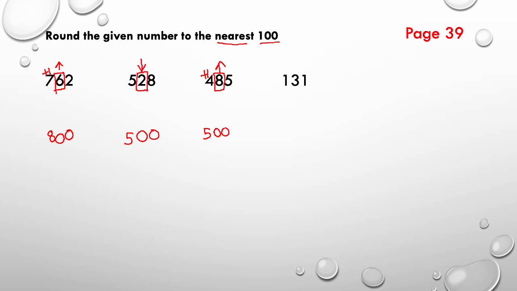Now look at the next question. There is 131. You need to look at the number 3 here. 4, 3, 2, 1 will round down. When it is round down, nothing will happen to this digit 1. So 1 will be here and the last 2 digits will be 0, 100. So this is the way to round up and round down to the nearest hundreds.